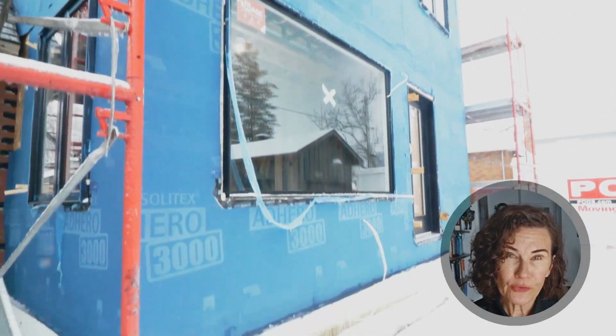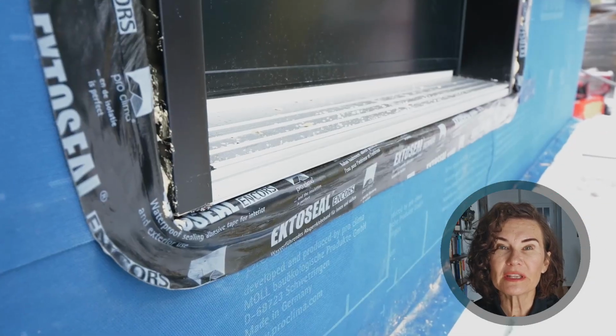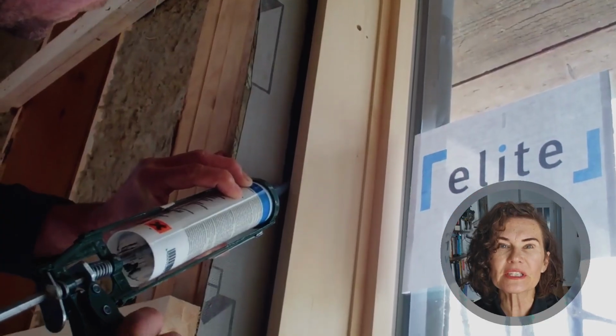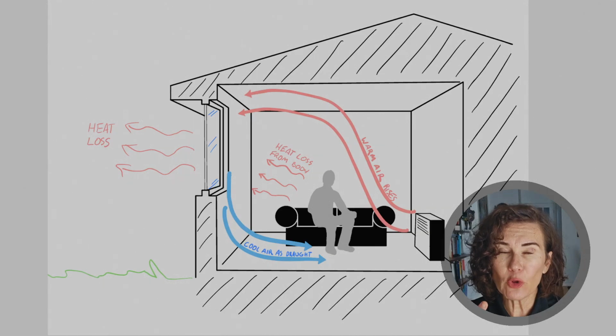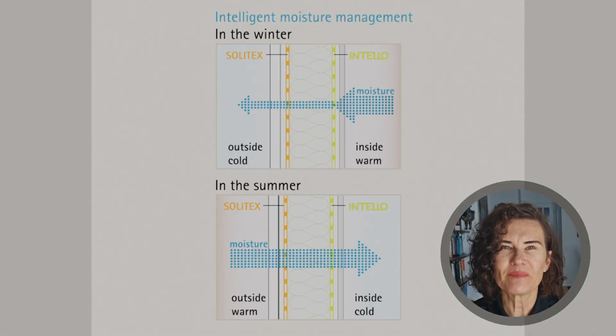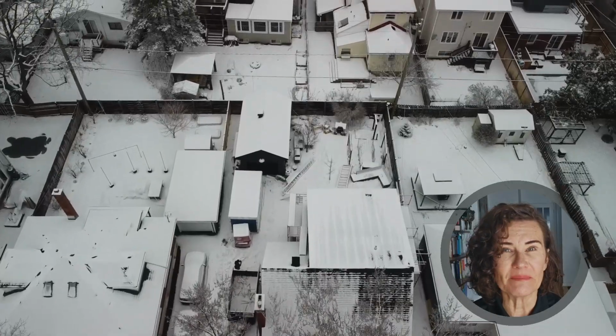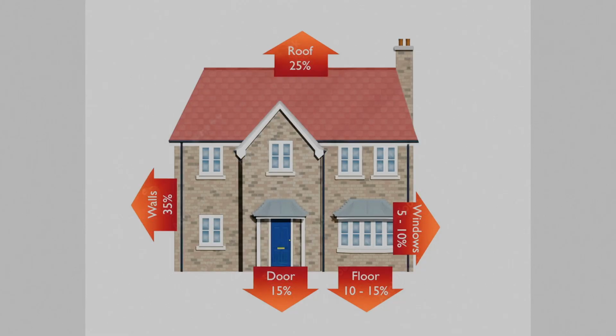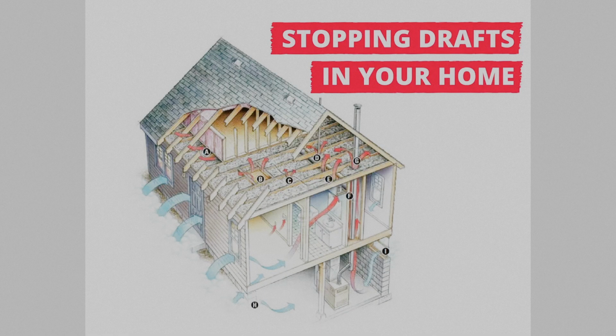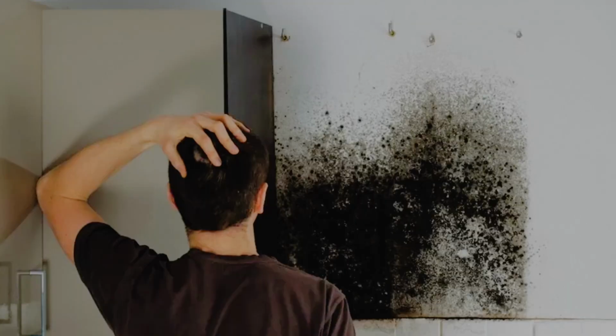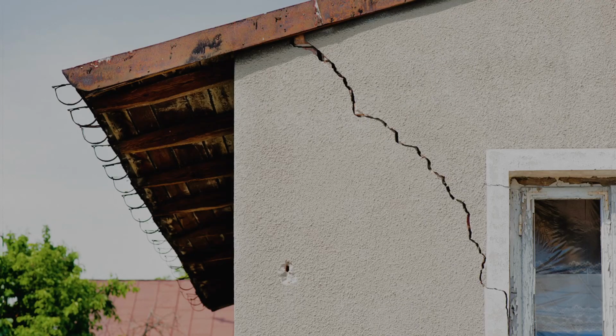We explored the fundamental forces that govern building performance: air movement, heat flow, and moisture management. You learned that a building is a complex system. If we don't understand how these forces interact, we can end up with problems like energy loss, drafts, condensation, mold growth, and even structural damage.